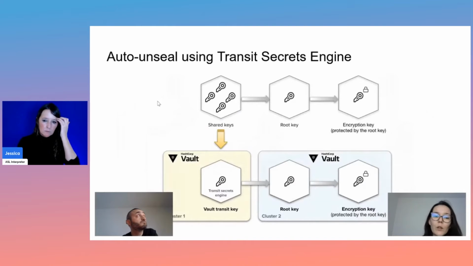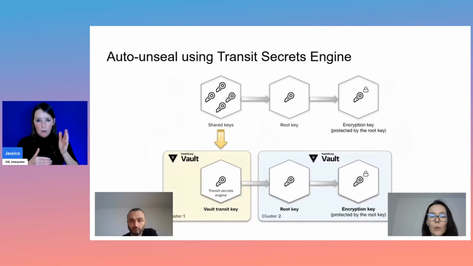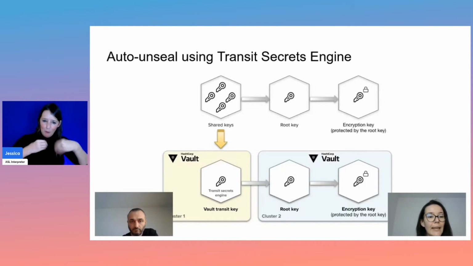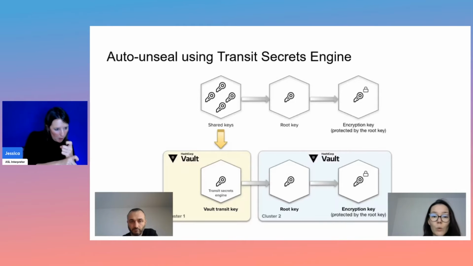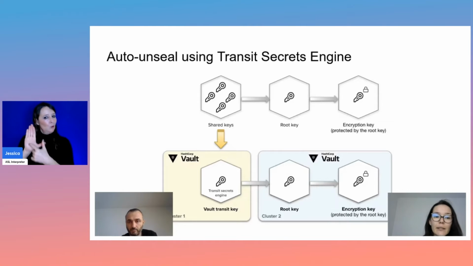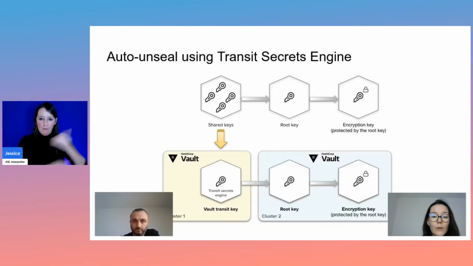Moving on, we'll look at the Transit Secrets Engine, which is to be used by the second Vault cluster. The Transit Secrets Engine is a feature of Vault that provides encryption as a service. It allows us to encrypt and decrypt data via API calls without exposing the encryption keys. By integrating the Transit Secrets Engine with the auto-unseal process, Vault is able to utilize an external Vault's Transit Secrets Engine to store and manage the unseal keys.